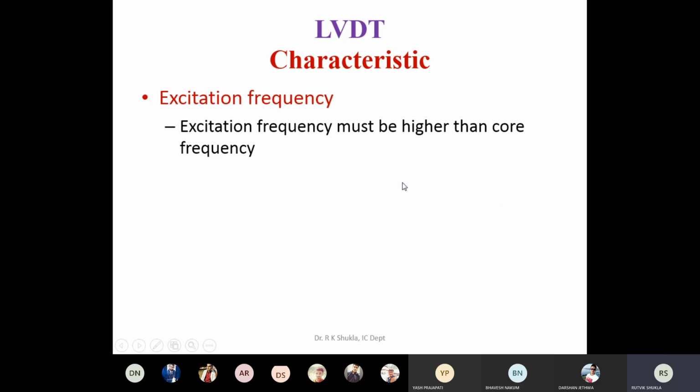Bhavesh Nakum. Yes, sir. Do you know anything about this? What is excitation frequency in case of LVDT?